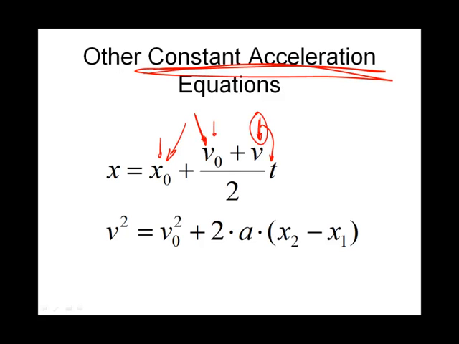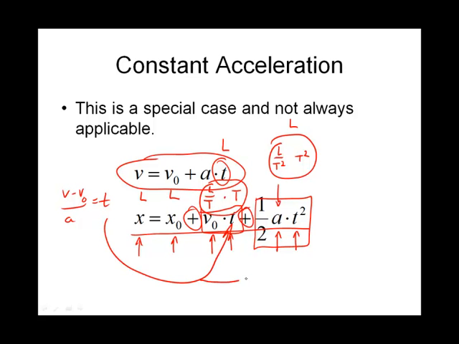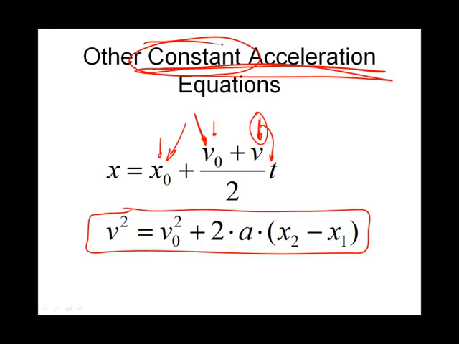And if I do some substitutions, basically, if I take this equation right here and I solve it for t, so v minus v naught over a equals t, and then I substitute that in here and here, and I work out the algebra, I get this equation. So you'll notice this equation has no time. So this is a very useful equation if I'm not working with any time as a given value. So these are some of your constant acceleration equations, and again, they're only valid when the acceleration is constant. If the acceleration is not constant, you cannot use them.